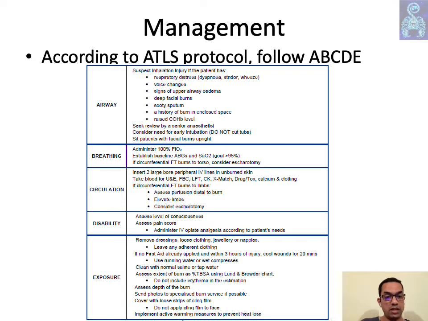And you'll also assess the depth of burn. You will take the photographs and maybe you'll refer this patient to specialized burn service if required, and cover those areas with loose strips of cling film. What cling film will do, it will actually stop evaporation and stop infection, and also can maintain normothermia for this patient. But you will not apply these cling films to the face, obviously, because it can cause asphyxia to these patients. Then you'll implement active warming measures to prevent the heat loss.